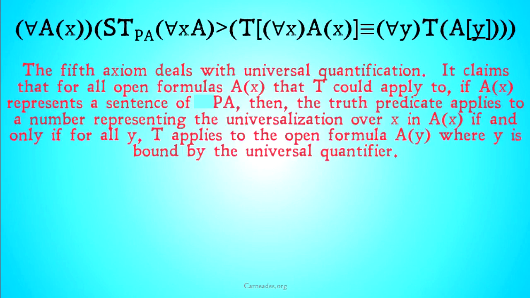Now things are going to get a little bit more complicated. The fifth axiom deals with universal quantification, and here's where we're going to use some of those kind of strange new notation pieces. It claims that for all open formulas, remember that open formula is saying that x is not bound in the formula A, that T could apply to, if A(x) represents a sentence of TPA, then the truth predicate applies to a number representing the universalization over x in A(x), if and only if, for all y, T applies to the open formula A(y), where y is bound by the universal quantifier from outside.